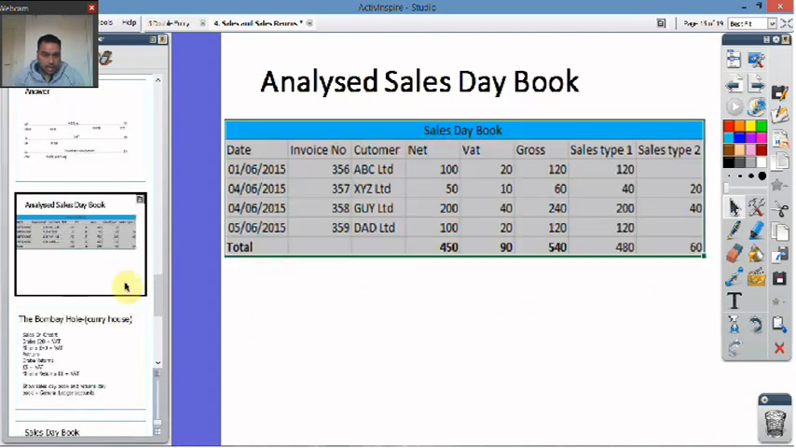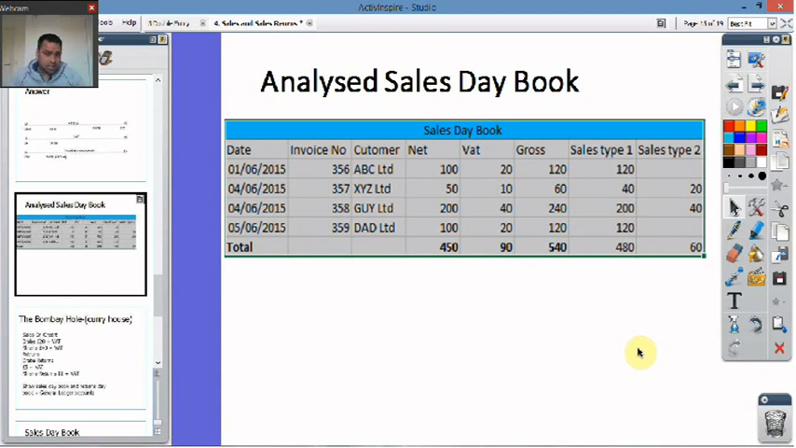Okay, the analysed cash book. Sorry, this is not an analysed cash book, this is an analysed sales day book, but there's also an analysed cash book, which is why it came into my mind. But for today we are looking at the analysed sales day book.